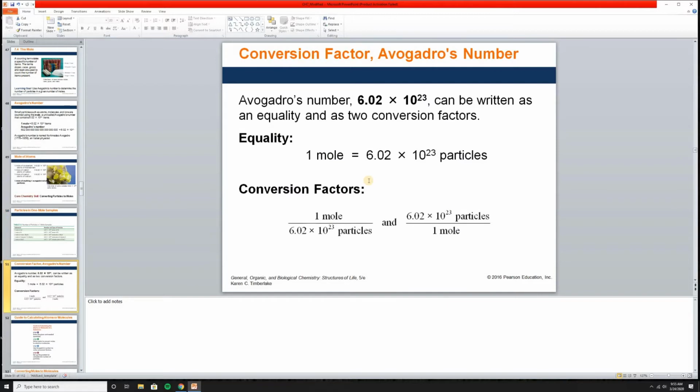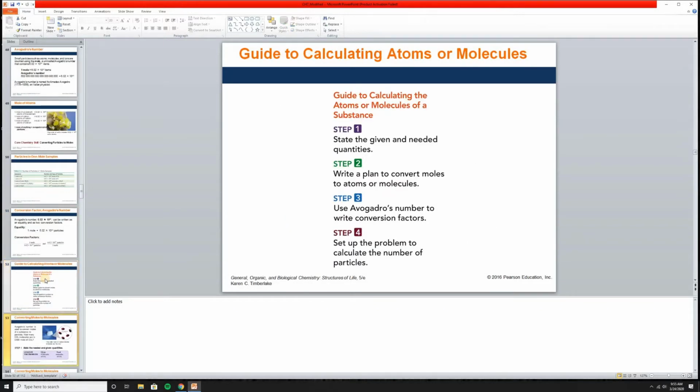Okay, so the mole can be used as a conversion factor, right? And here's the conversion factor. And it kind of makes sense knowing our conversion factors already, that 1 mole is 6.02 times 10 to the 23rd particles of anything. And you can switch that around depending on what type of conversion you're doing. So let's see if we can do some examples.